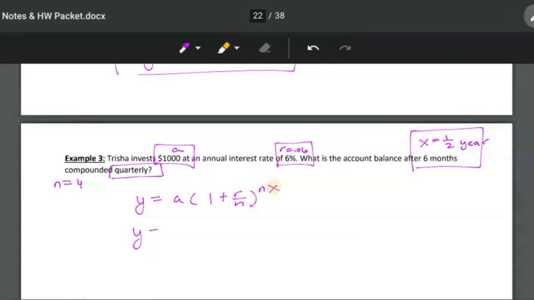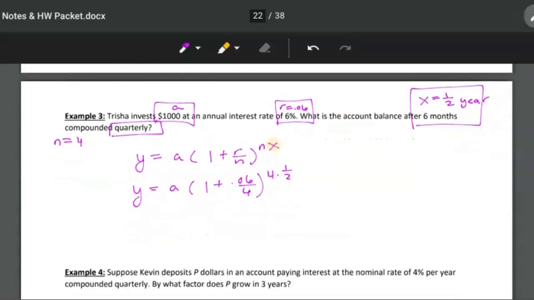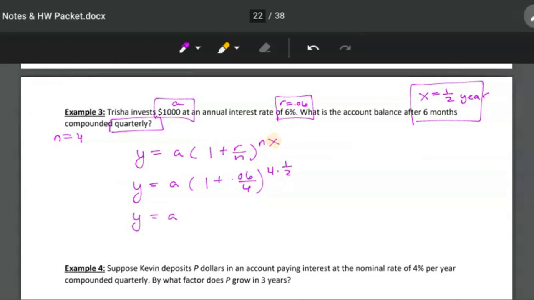All right, so if we plug everything in, we have y equals a, 1 plus 0.06 divided by 4 raised to the 4 times 1/2 power. And I forgot to put the a in. The a is, of course, 1,000. All right, so our next step, again, would be to type all this into your calculator. Be careful if you have an older calculator like me, you may want to use extra parentheses here so your calculator really knows what's going on. I would practice typing it in with me just so you know if you're doing it right or not.